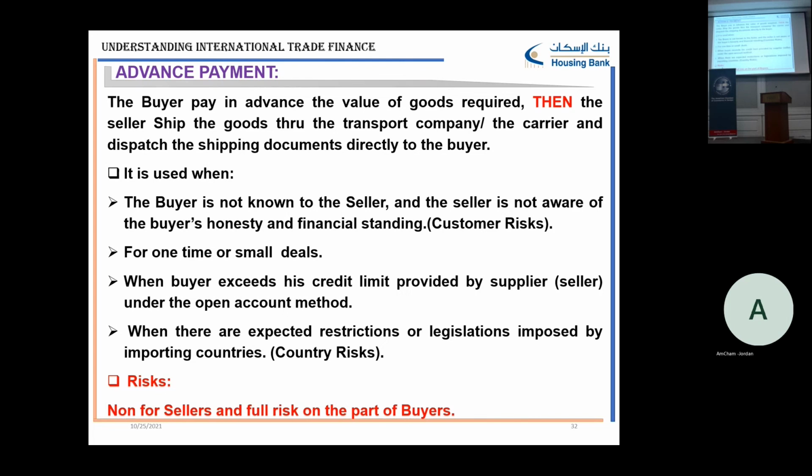But what are the risks on both parties? None for the seller, for sure, and there is risk on the part of the buyer. Why? Because the seller will have their money in advance, so there is no risk on the seller, but the buyer pays for something not received yet or maybe not manufactured yet, so it is considered a full risk or a high risk on the part of the buyer. This is the advance payment.